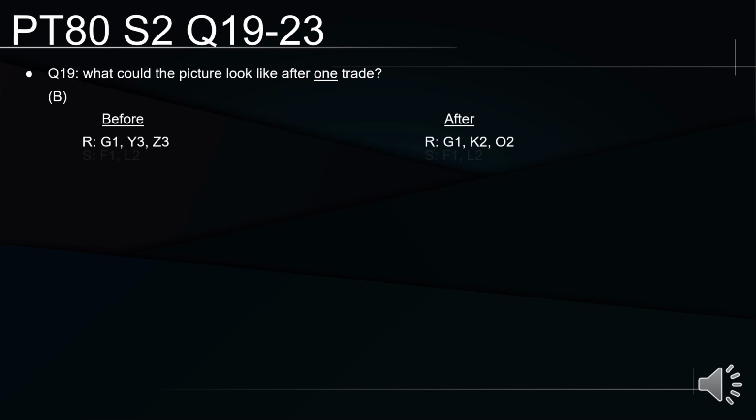Now looking at B. So here's the before and after. The before is the same. It's the one that they gave us in the intro setup. And the after suggested by B is R has G, K, and O, S has F and L, and T has M, Y, and Z.